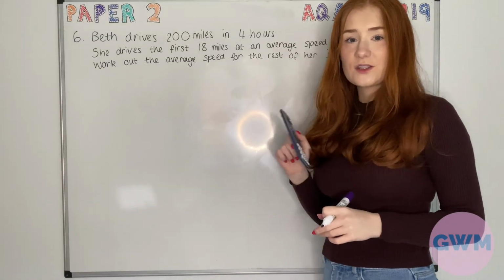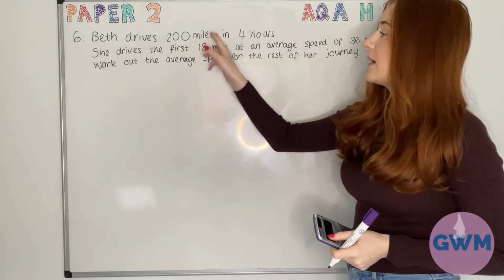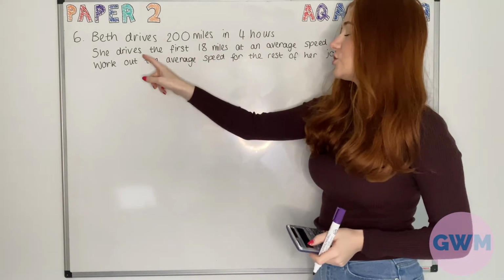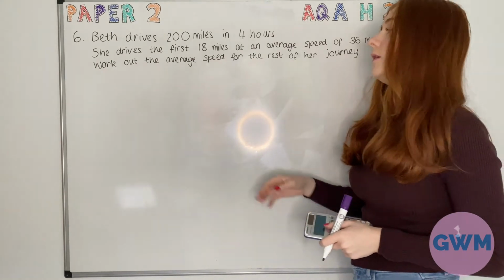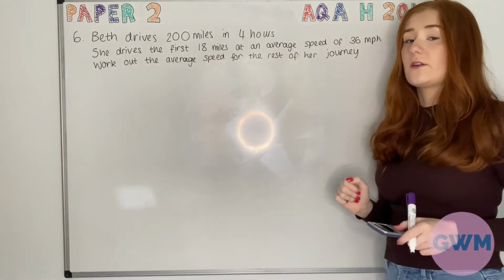Question 6 now, I'm back to the calculator. It says Beth drives 200 miles in 4 hours. She drives the first 18 miles at an average speed of 36 miles an hour. Work out the average speed for the rest of her journey.